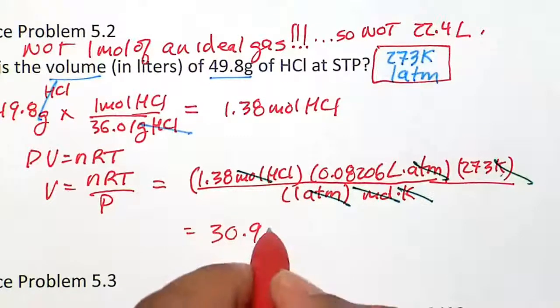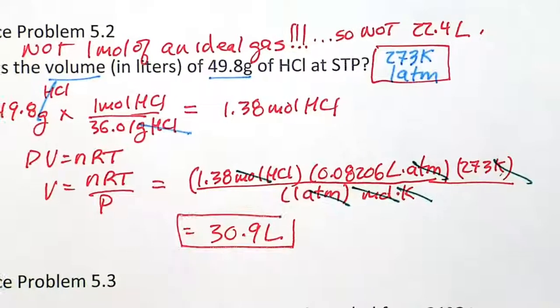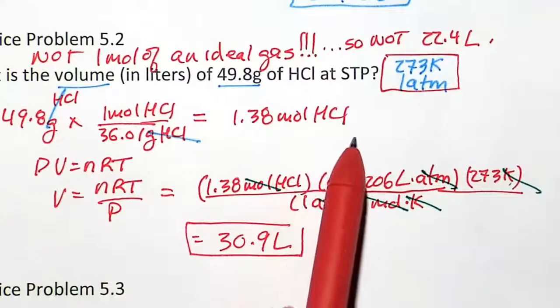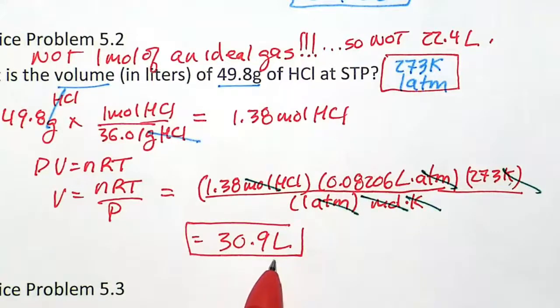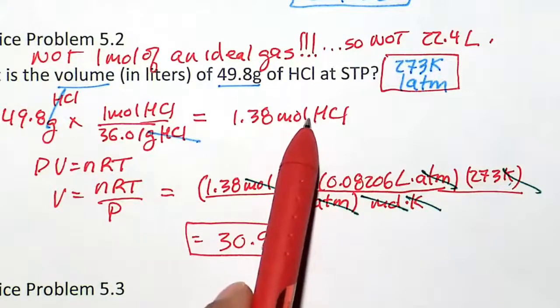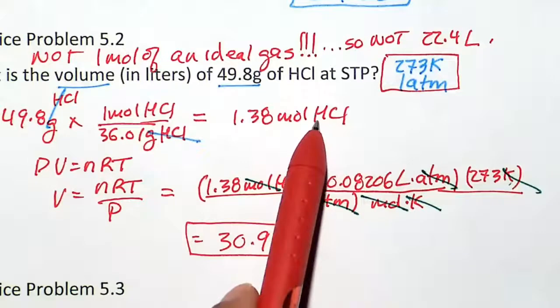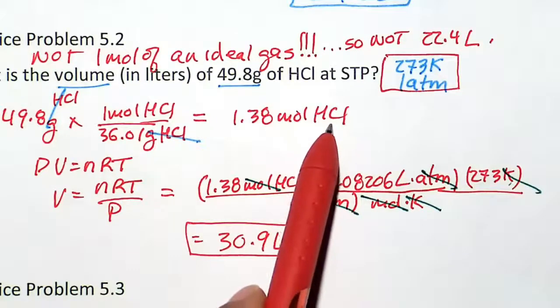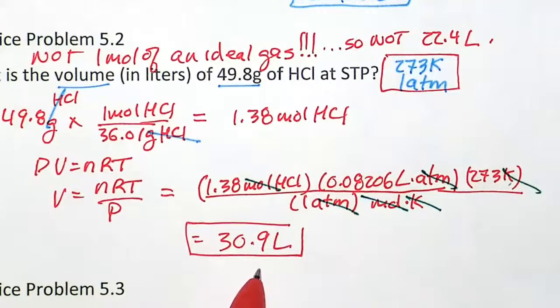30.9 liters. So 1 mole of an ideal gas will occupy 22.4 liters, but 1.38 moles of HCl will occupy 30.9 liters. It's not 1 mole. If it was 1 mole, it would occupy 22.4 liters, but we have 1.38 moles at STP, so it's going to occupy something other than 22.4 liters.